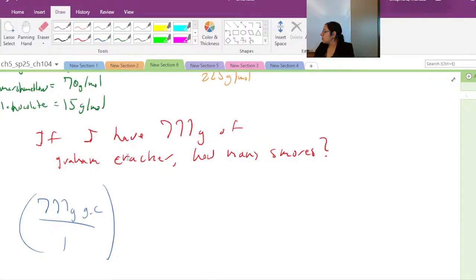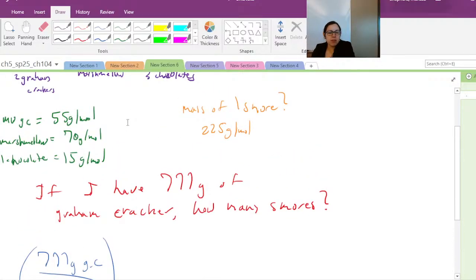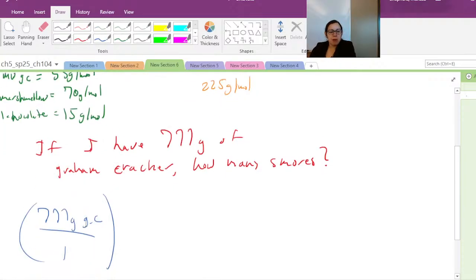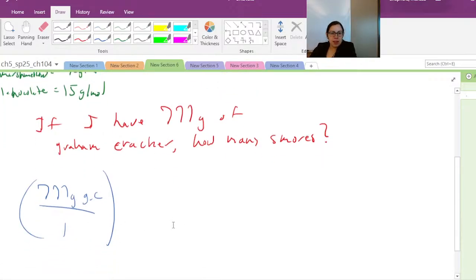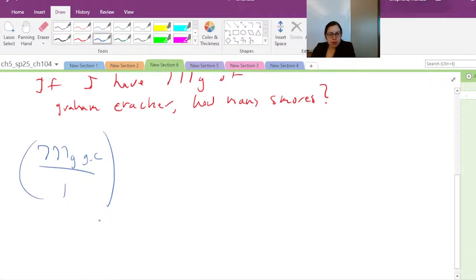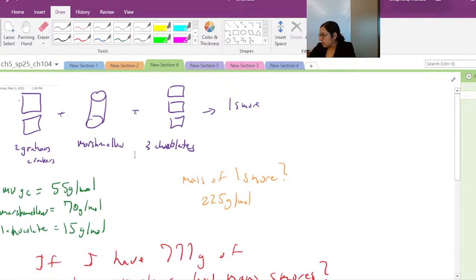So divide by 55. So exactly, right? So think about what this is related to. So again, it's our molecular weight essentially, but we're trying to figure out, how many graham crackers do I have, right? How many moles do I have? And so that's what you're trying to do, is go from grams to moles here, so we can get back to our balanced equation.